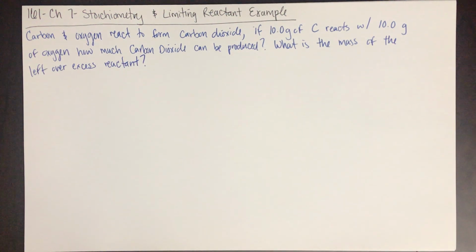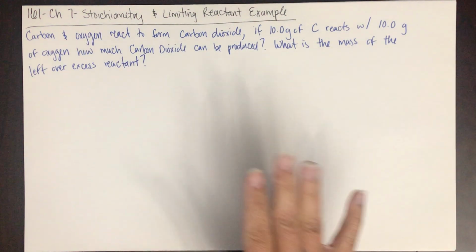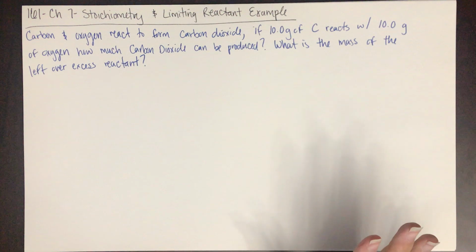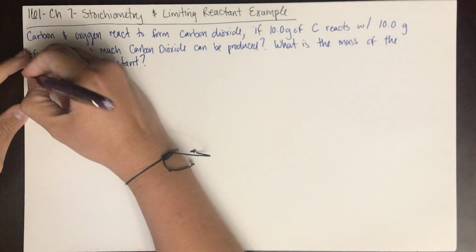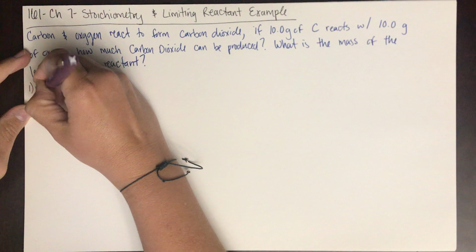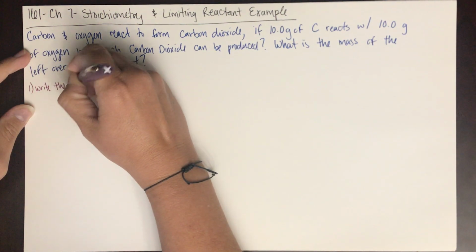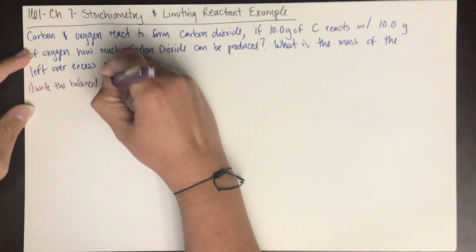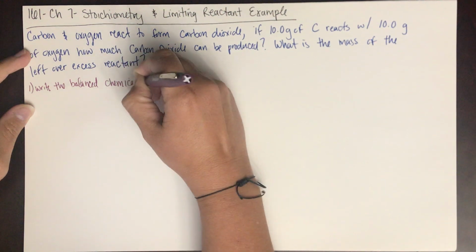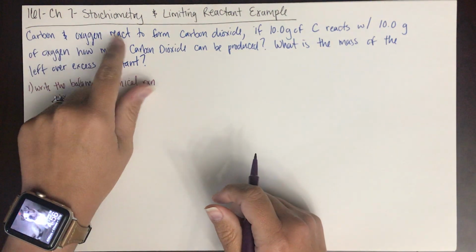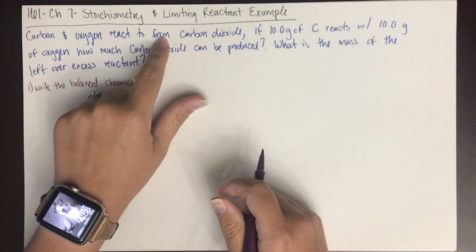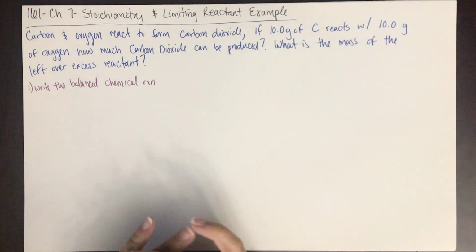Okay, so this problem encompasses everything that we've covered so far: limiting reactant, theoretical yield, excess reactant. So when you have a problem like this, the first thing that you need to do is write the balanced chemical reaction. We have carbon and oxygen reacting, so they're the reactants, to form the product carbon dioxide.